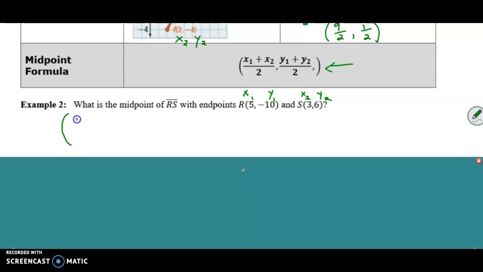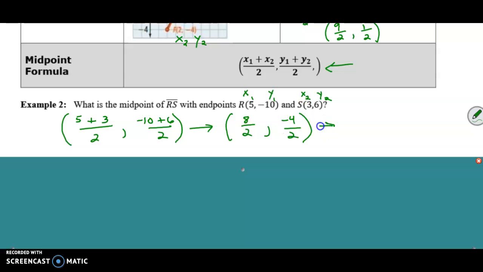So I am going to do 5 plus 3 divided by 2. The y value of my ordered pair is going to be -10 plus 6 divided by 2. So now I'm just going to simplify each of those. 5 plus 3 is 8, comma, because it's an ordered pair, -10 plus 6 is -4.